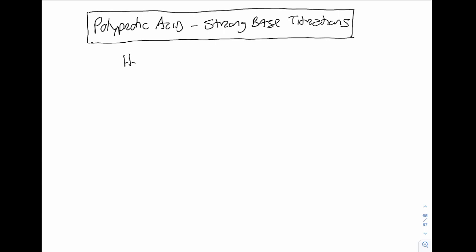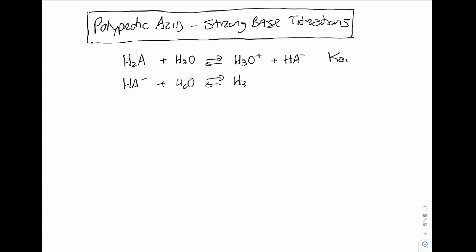So if I had H2A, I could react that with water, and I would go to hydronium ions plus HA minus, its conjugate base. So it has two protons, but it's only going to lose one of them. And this reaction is defined by Ka1. HA minus then can also react with water to produce another hydronium ion plus A2 minus. This reaction is defined by Ka2.